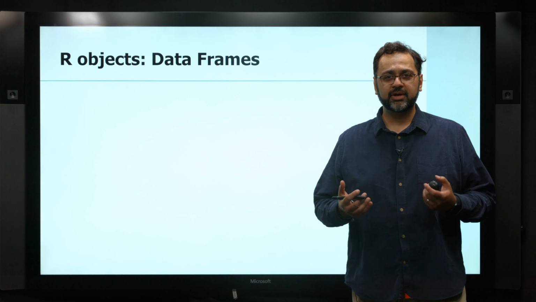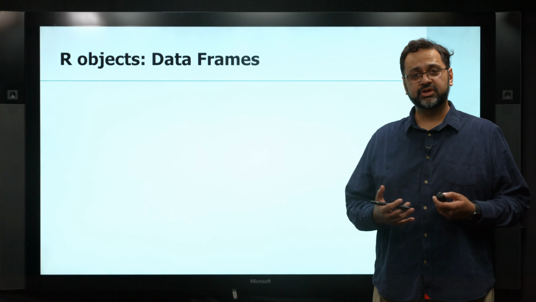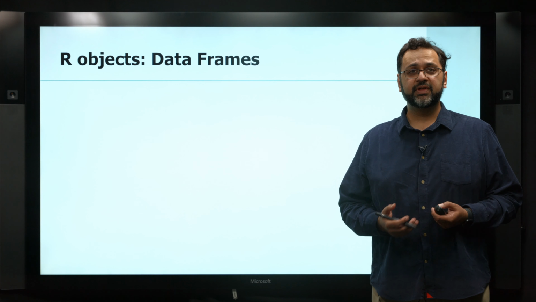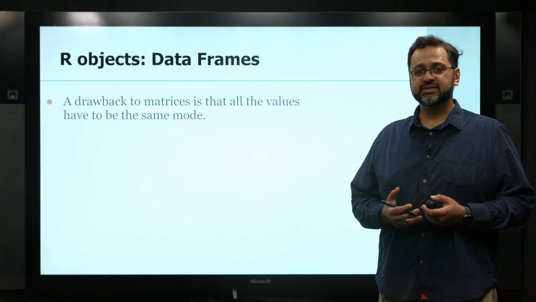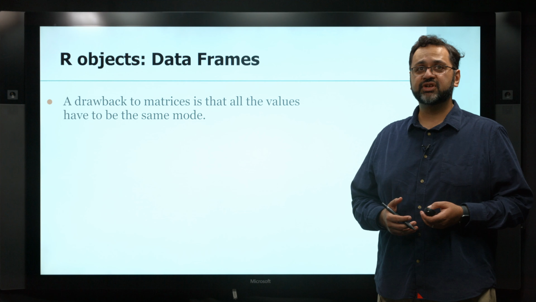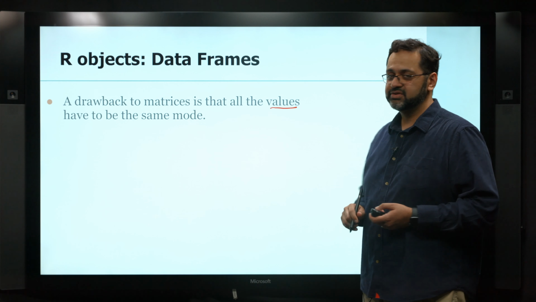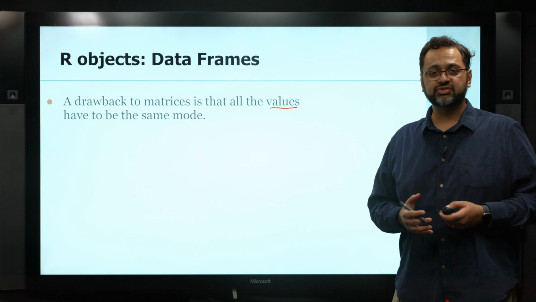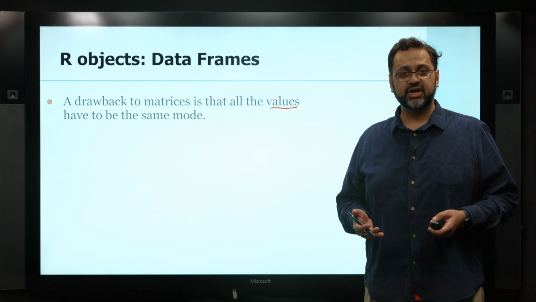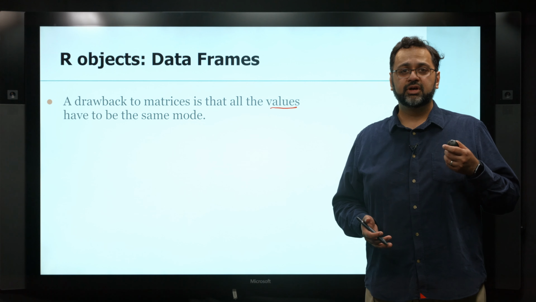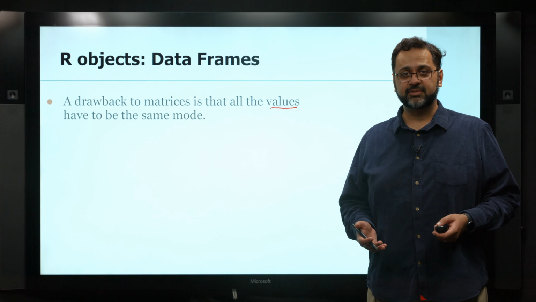Okay, so we talked about matrices, which are two-dimensional, and like I said, we'll be doing a lot of operations and calculations on them, but there are limitations to matrices, right? So one main drawback is its constraints. The constraints are that they all have to be the same values, okay? So basically a matrix has to have only numbers or only characters or only logical. You can't have a mixture of numerical values and character values at the same time.